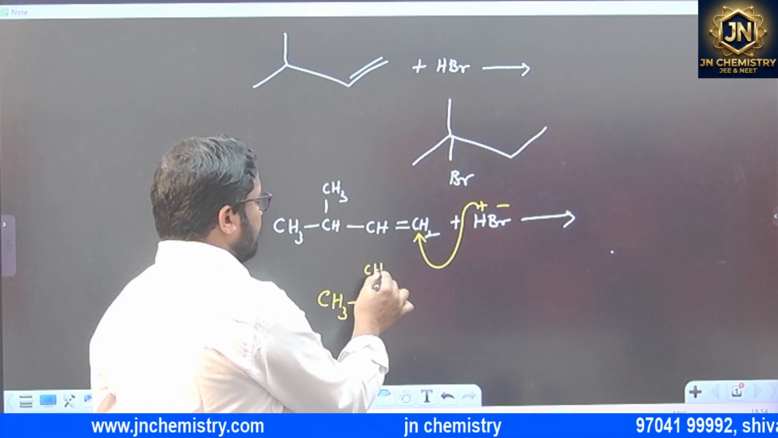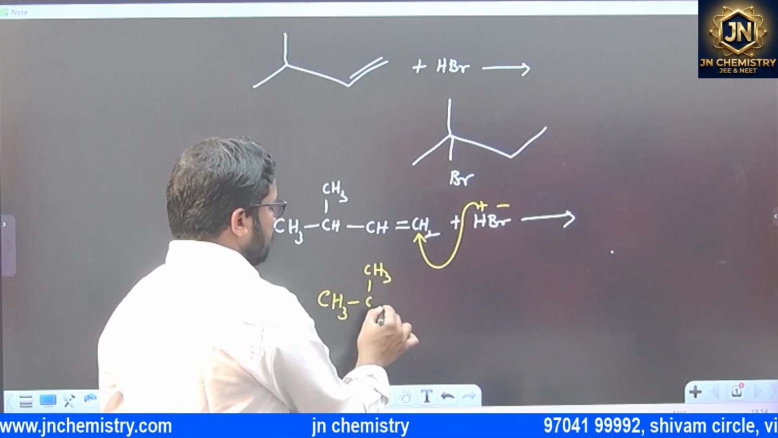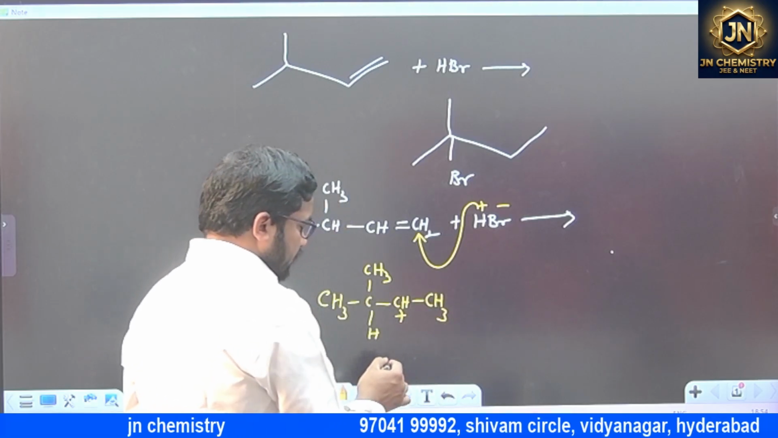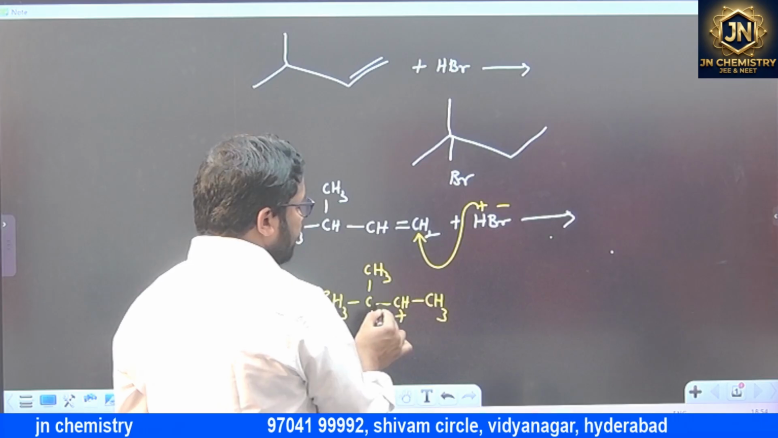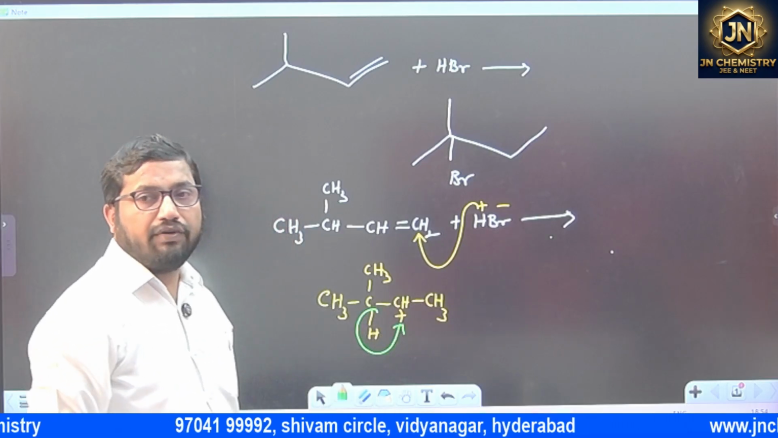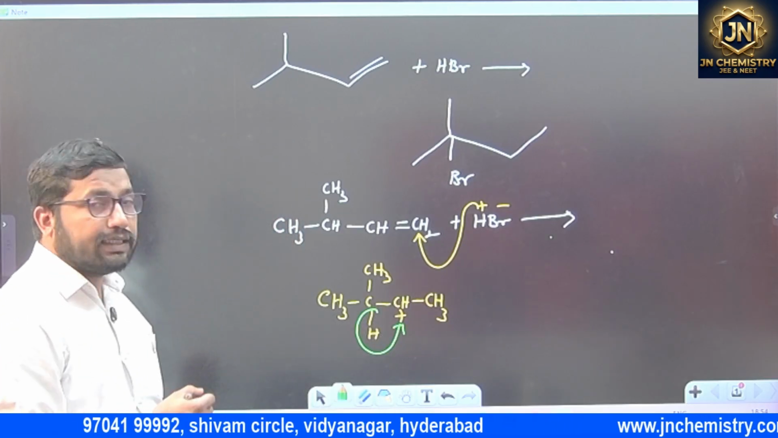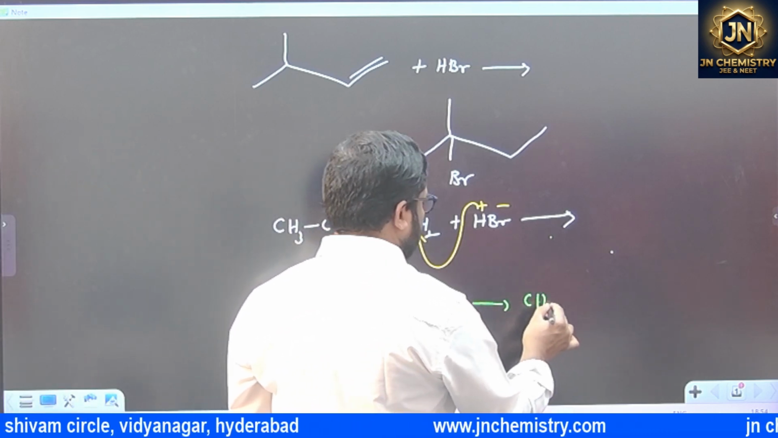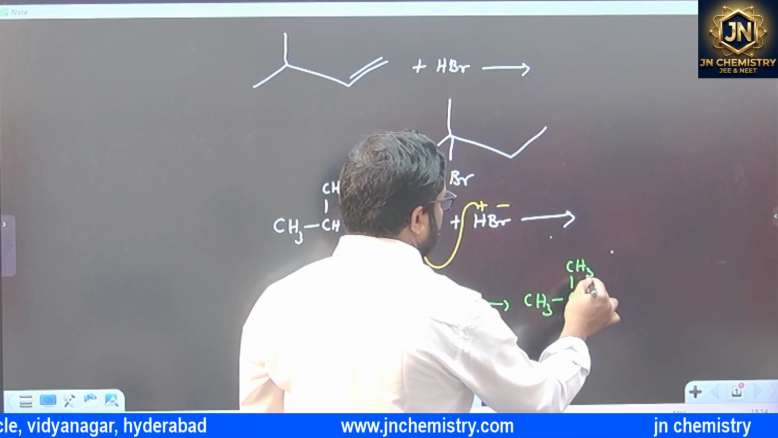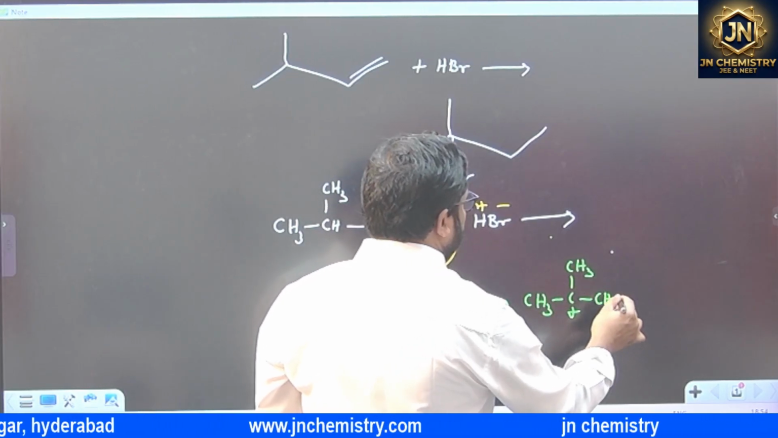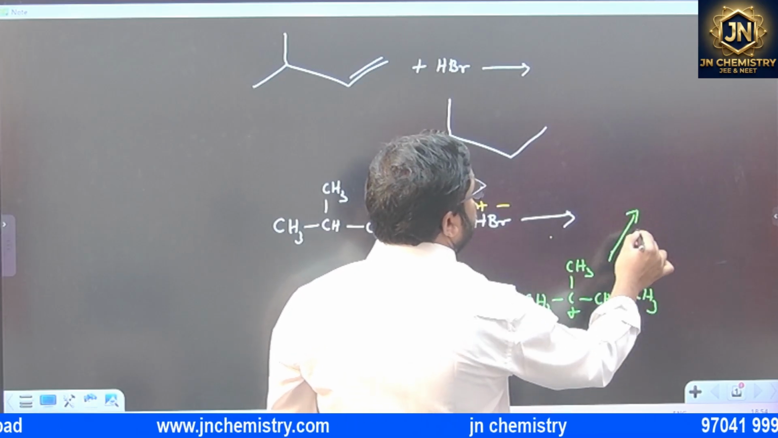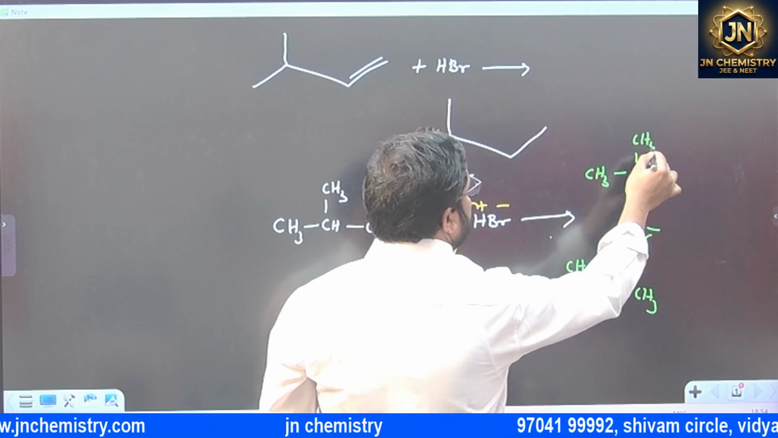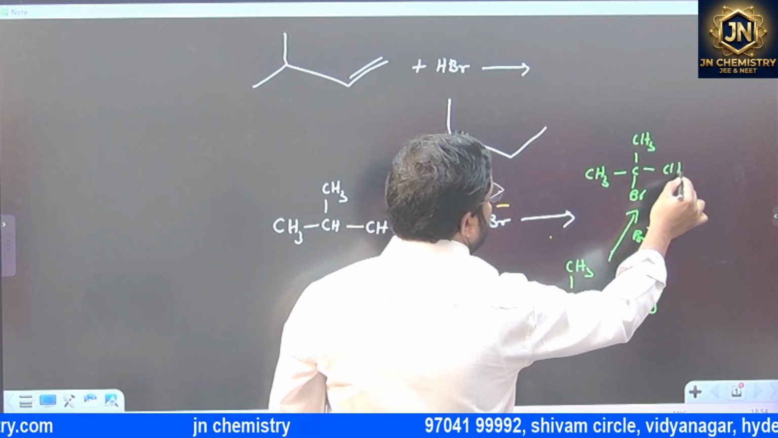CH3, C, H, CH plus, CH3. So then carbocation rearrangement takes place. Why carbocation rearrangement takes place? Because the adjacent carbon is tertiary carbon. So then afterwards Br minus attacks, and we get CH3, CH3 Br, CH2 CH3.